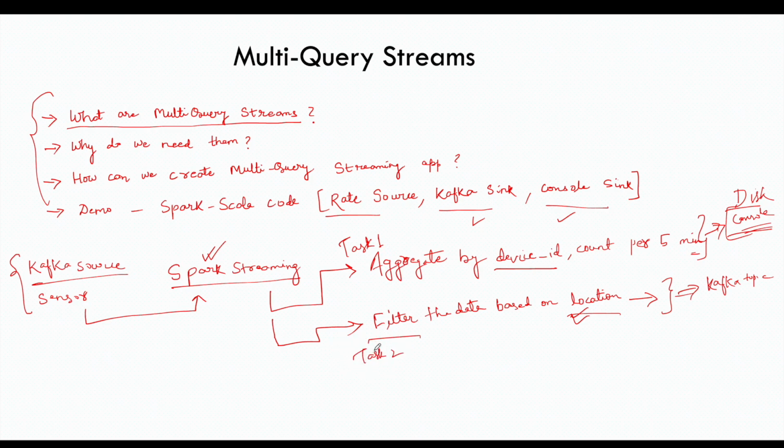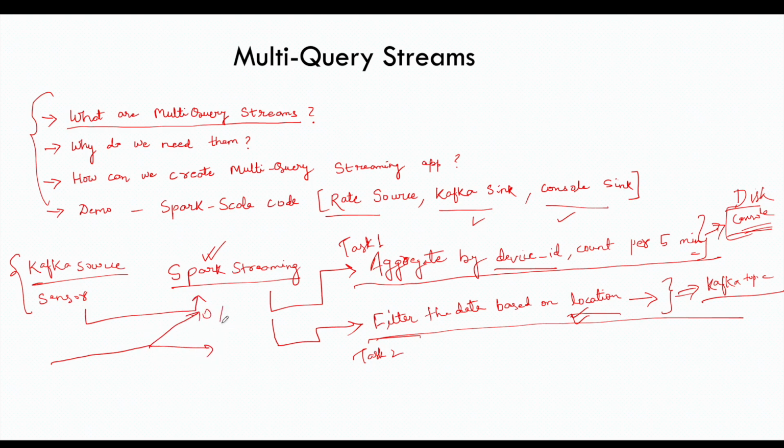Our task 2 will be that we want to filter the data based on a given location. Let's say we want to write this data to a particular Kafka topic. In this case, we have one stream and this is our second stream. From the same source, whatever we are reading, we can generate two different streams. You can imagine this is your input and then you are splitting it into two different output streams. This can be called a multi-query stream because you have more than one stream being operated on the input data.